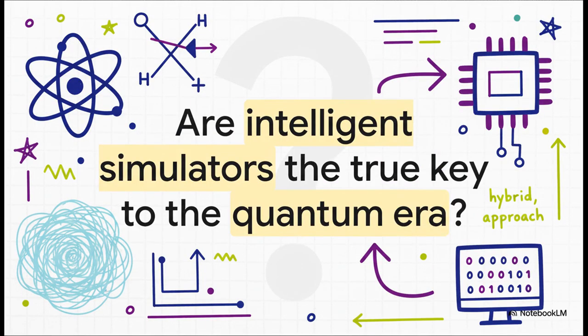Which kind of leaves us with one last big question to think about. We always imagine that progress means waiting for better hardware. But what if that's not the whole story? Could it be that the really clever software we're building today, these intelligent, optimizing simulators like Qrack, are the actual keys that are going to unlock the door to the quantum age?